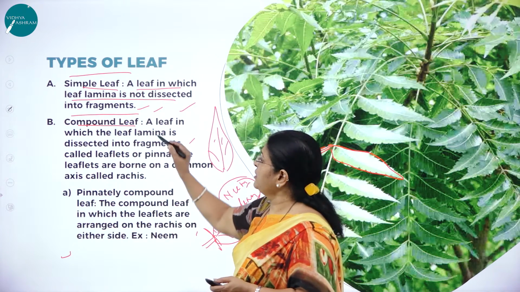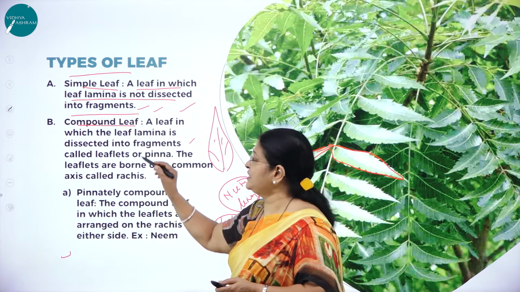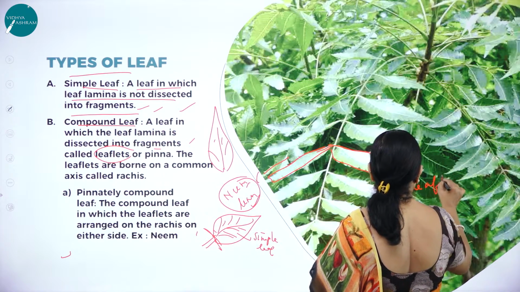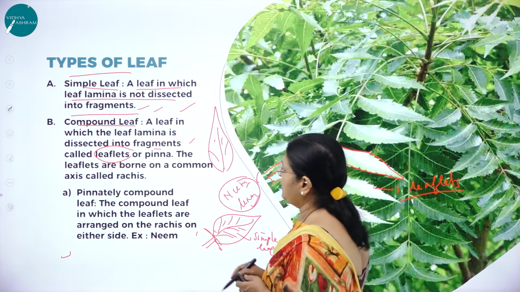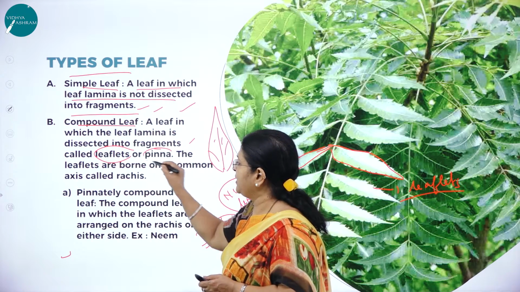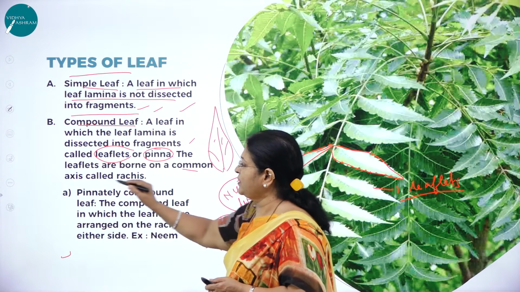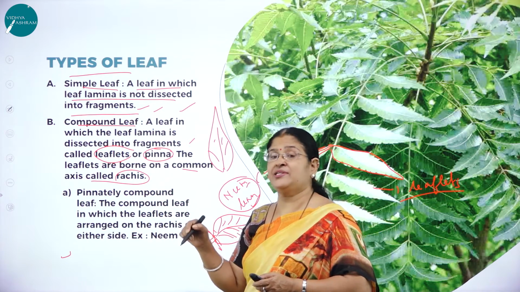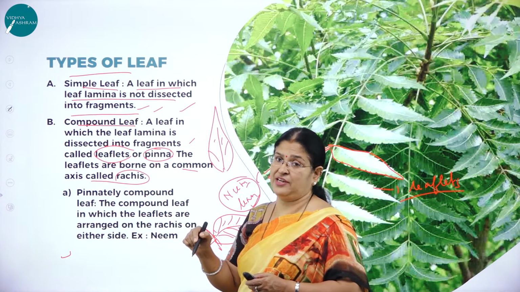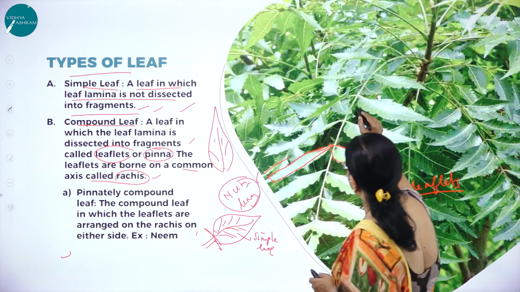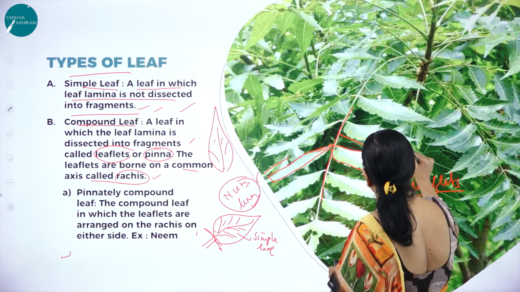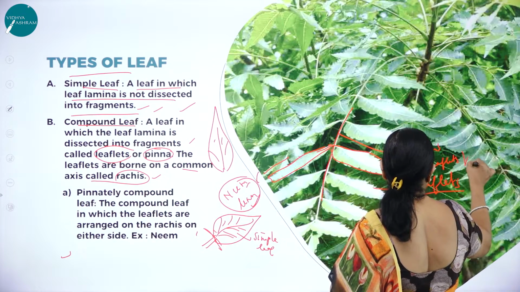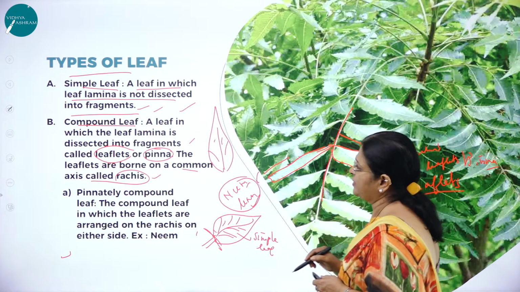What is a compound leaf? A leaf in which the leaf lamina is dissected into fragments called leaflets. Here you can see these individual parts are called leaflets, or there is one more word, pinna. The leaflets are borne on a common axis called the rachis. So the common axis which bears the leaflets or the fragments of the leaf is called the rachis. Here you can see this is the rachis. These are called leaflets, as I said, or they are also called pinna.